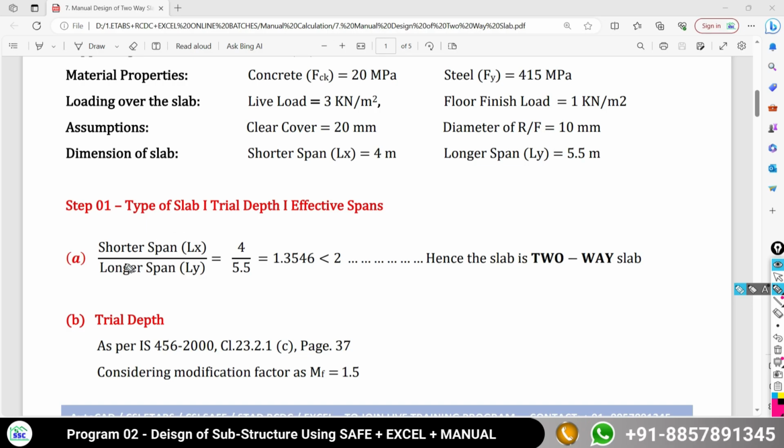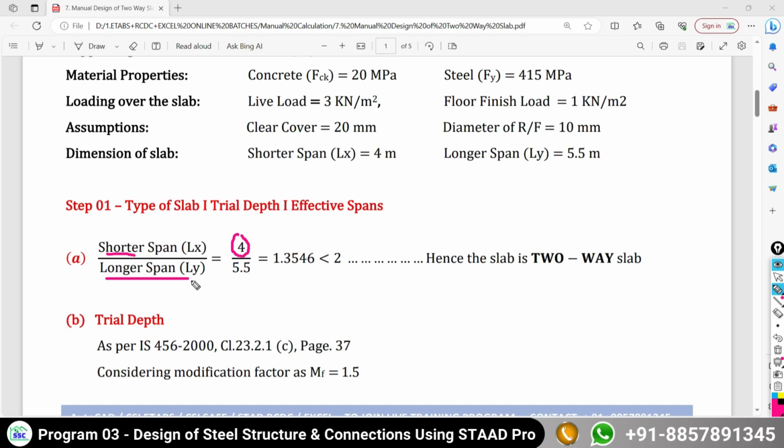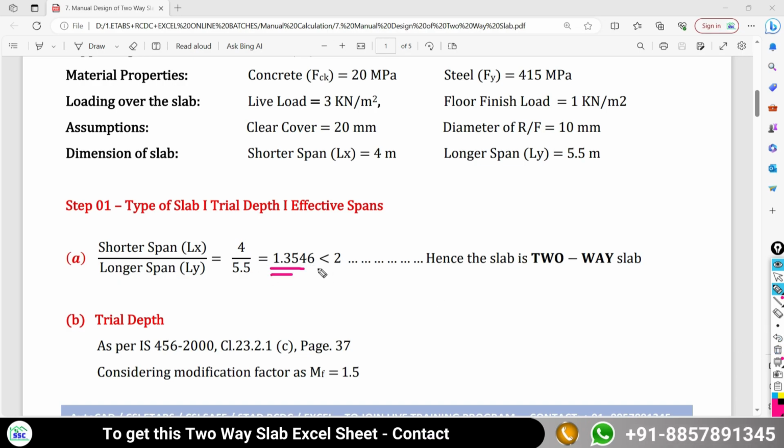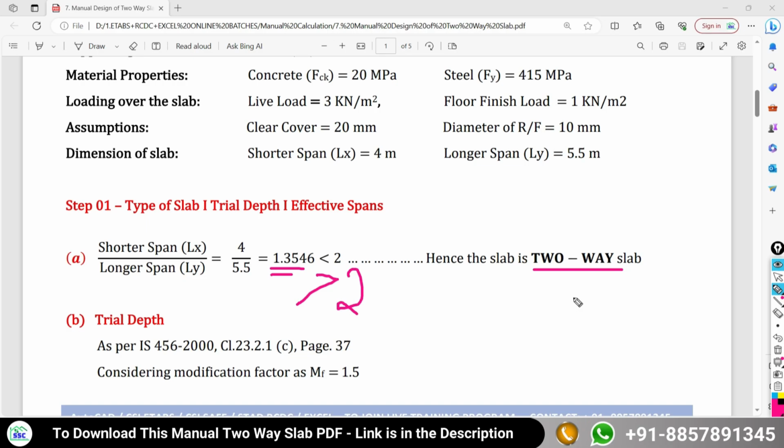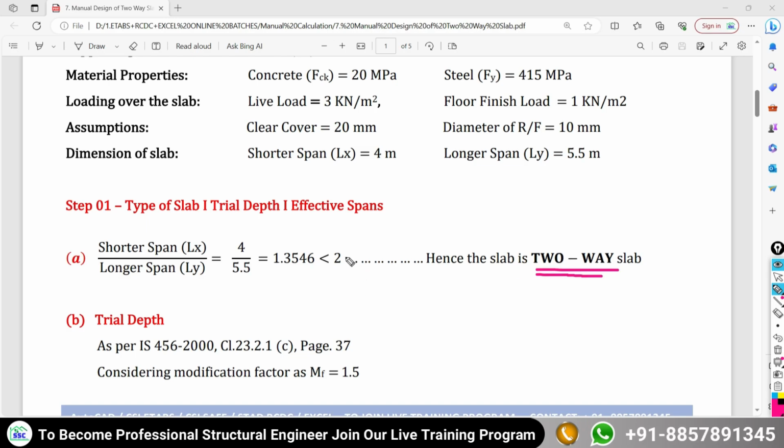For that reason we have to take the ratio of shorter span divided by longer span. As we earlier discussed, the shorter span you have to consider as length along the direction x, and the longer span along the direction y. Shorter span divided by longer span, this ratio we are getting as 1.3546, which is less than 2. We know that if this ratio is less than 2 then it will become a two-way slab. But if the ratio is more than 2, at that time it is going to become a one-way slab. So from this step we are concluding that the proposed slab is actually a two-way slab, and according to this we have to execute the later steps.